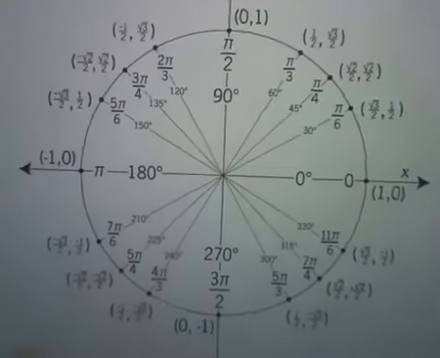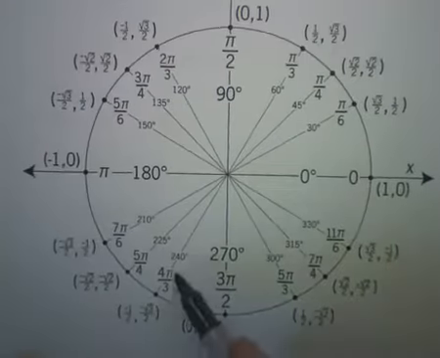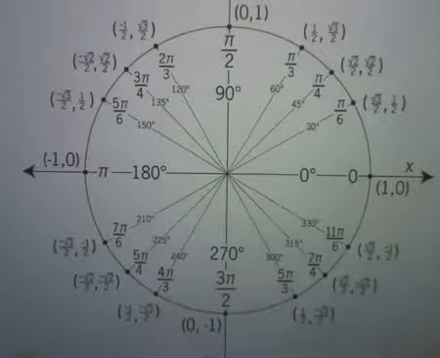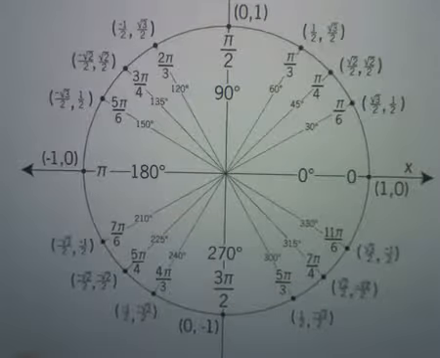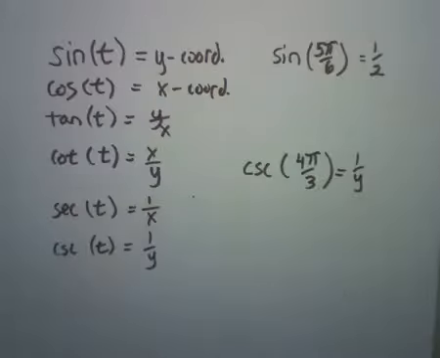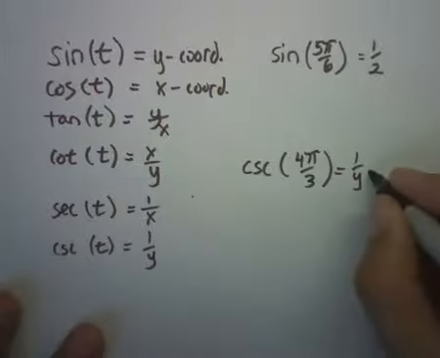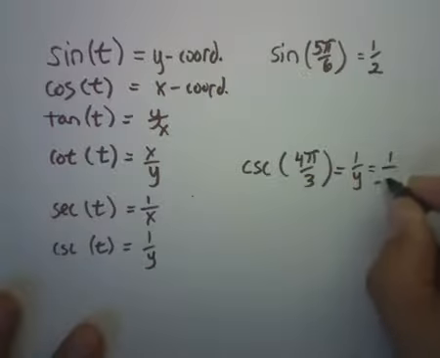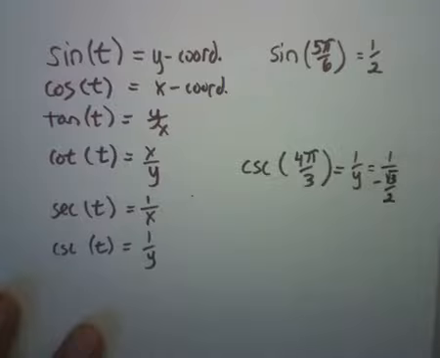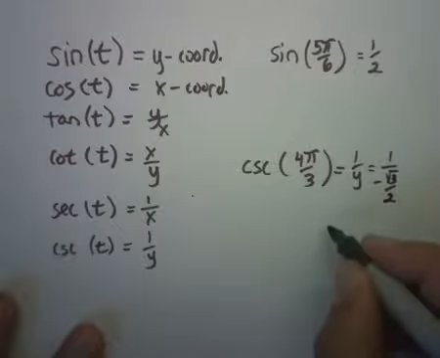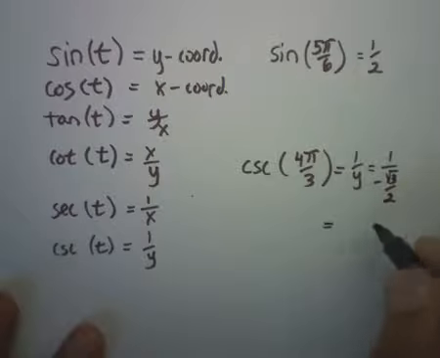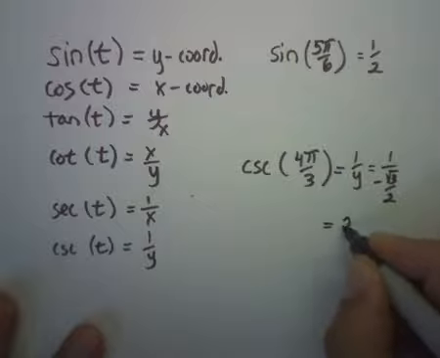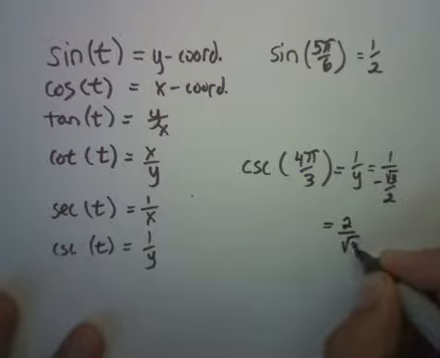And you say, okay, on the unit circle, 4 pi over 3 is right there. The y-coordinate is negative square root of 3 over 2. So 1 over negative square root of 3 over 2. That is the cosecant of 4 pi over 3. We'll probably want to simplify a little bit. So 1 over a fraction flips the fraction, so it's negative 2 over square root of 3.